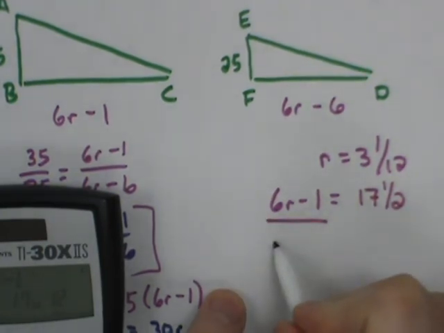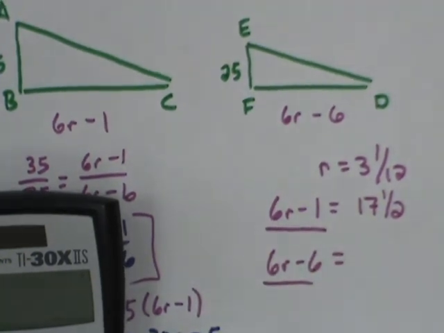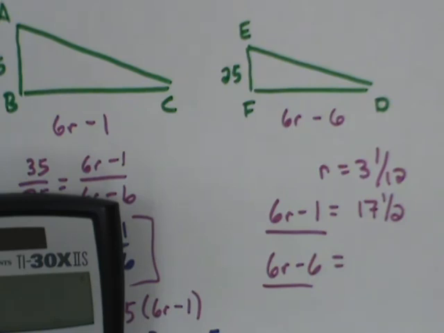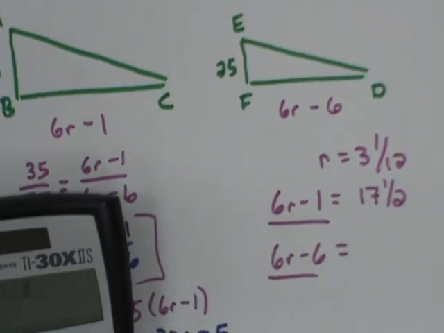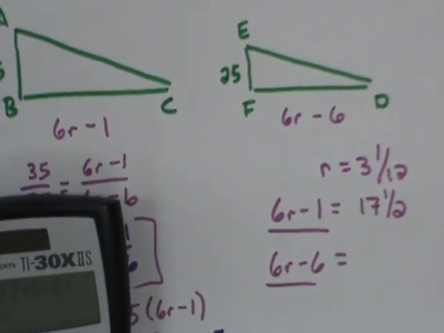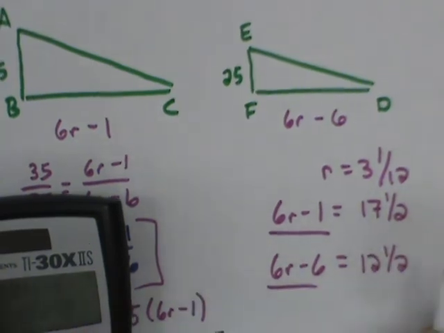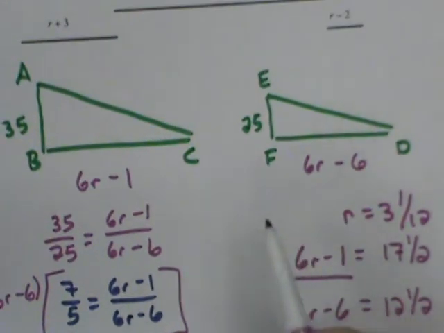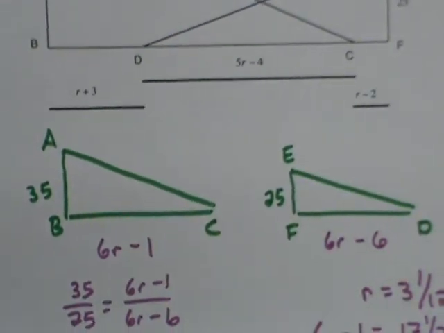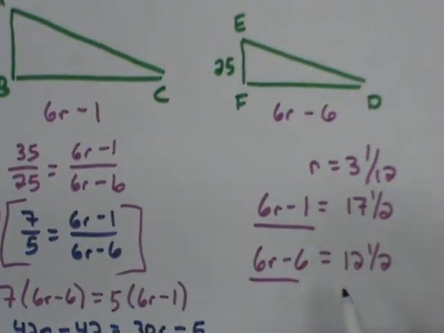And then I want to do 6R minus 6. So I'll say 3 1/12 times 6 minus 6. I get 12 1/12, which makes sense. They should have only been 5 apart because of the way those expressions were written. But oftentimes they're not that easy. You have to actually plug them in, figure out what the lengths are.